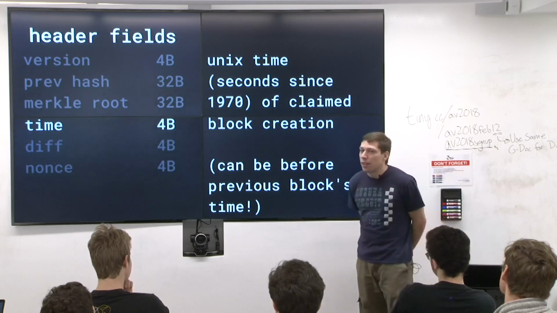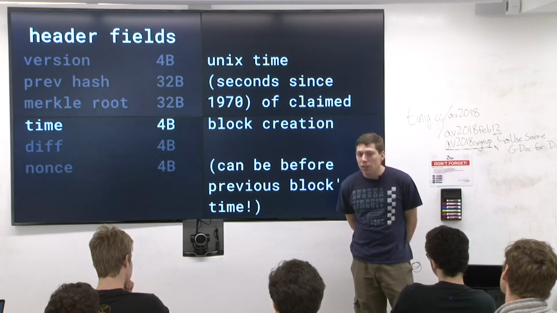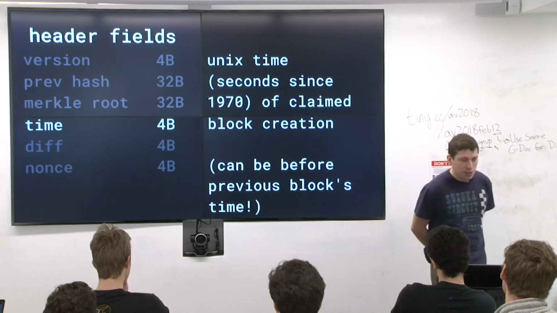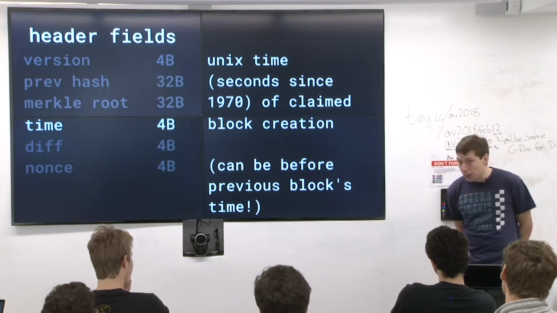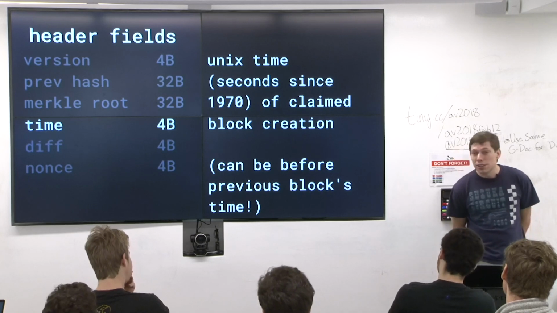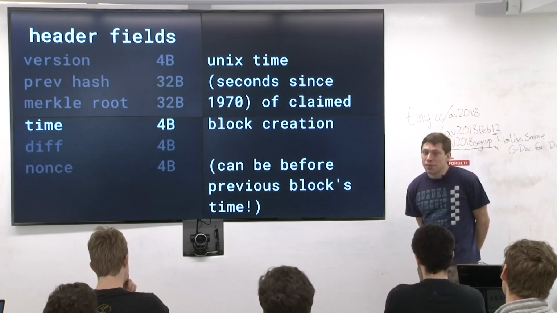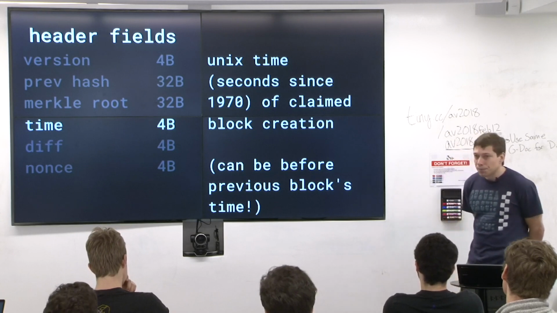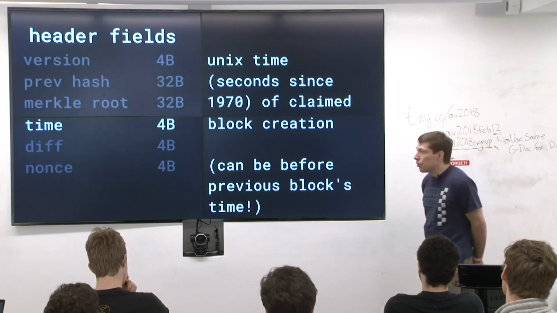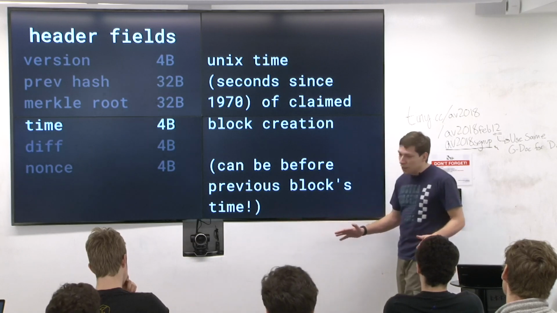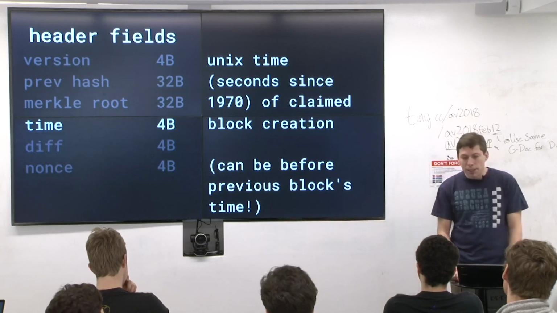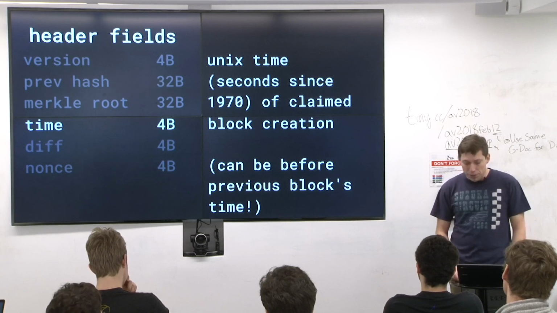But the system works okay because you've got these really long-term difficulty adjustments that only happen every 2016 blocks, which in practice is something like 2 weeks. So if someone gets something a few minutes off, it doesn't really affect things too much. And it's really only used for, okay, look at the last 2016 blocks, 2 weeks-ish of work of all these blocks and see how fast we need to make things.